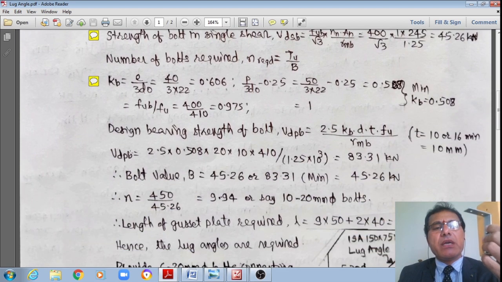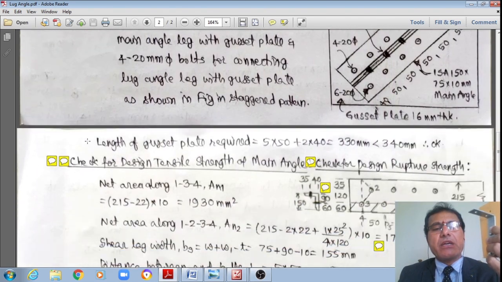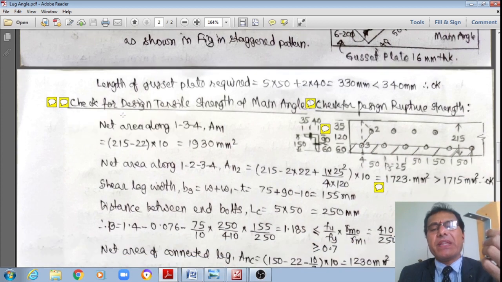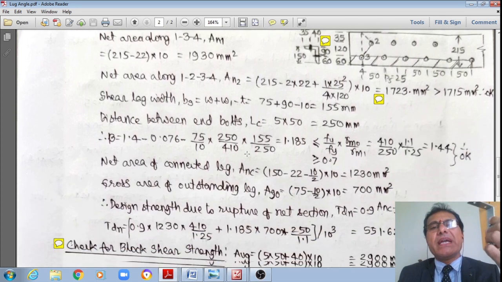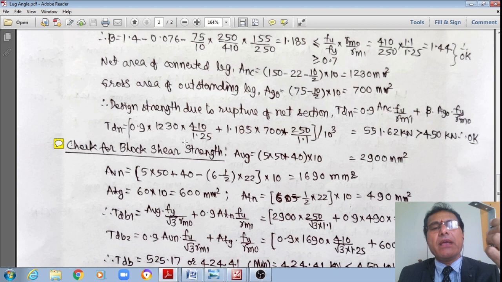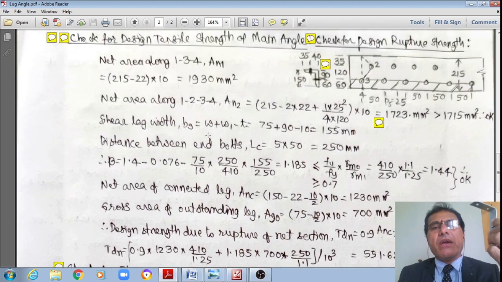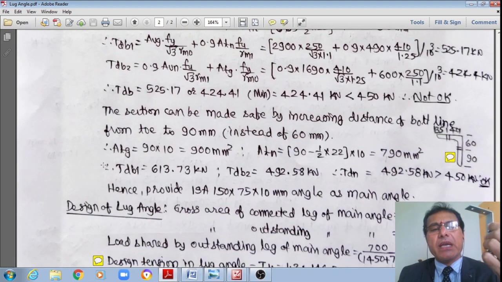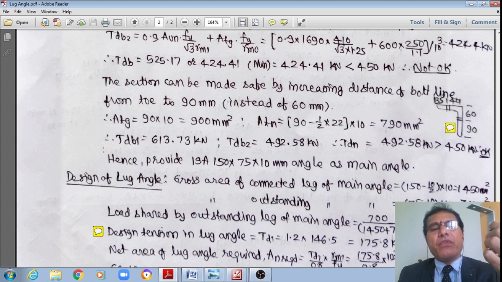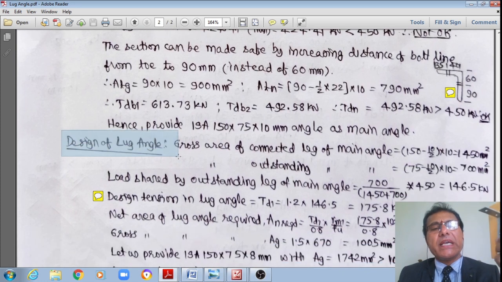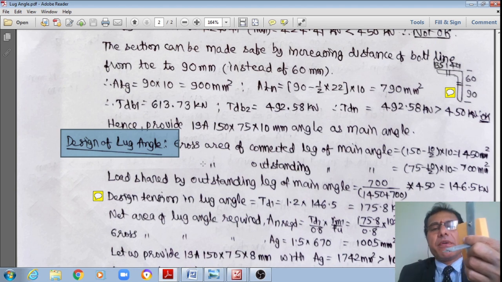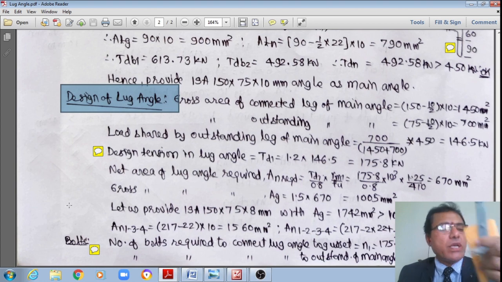Once I do that, I come to know the exact cross-section details. Then immediately I will check whether it can carry the required design tensile strength or not. That is the next step. If it is okay, then I will also check from the rupture strength point of view as well as the block shear strength point of view. If it is okay, then I will say that section is my final section. That is how the first component is designed. Then I will go to the next component, the design of the lug angle. If the proposed section is okay, then I will propose the number of bolts. That is how the second component design should go.